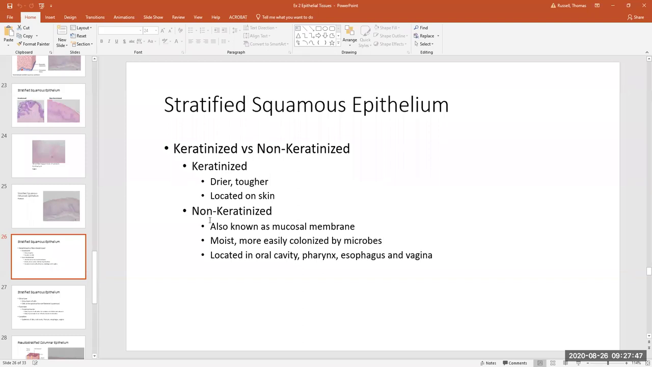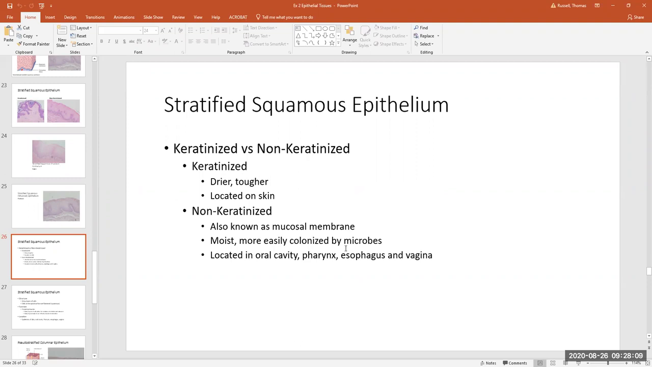Non-keratinized stratified squamous is a mucosal membrane where it's basically a moist membrane. It's more easily colonized by bacteria and other microbes because of that moisture in there. Some of those microbes are good microbes though. All of those microbes are not bad. We have some good ones.